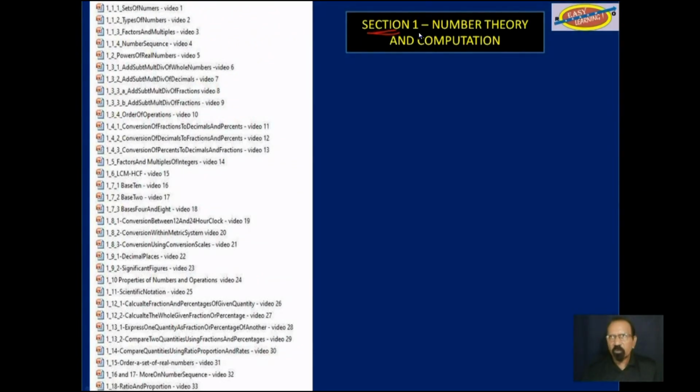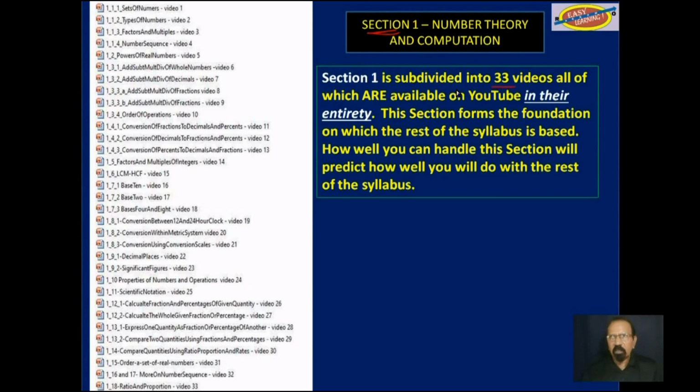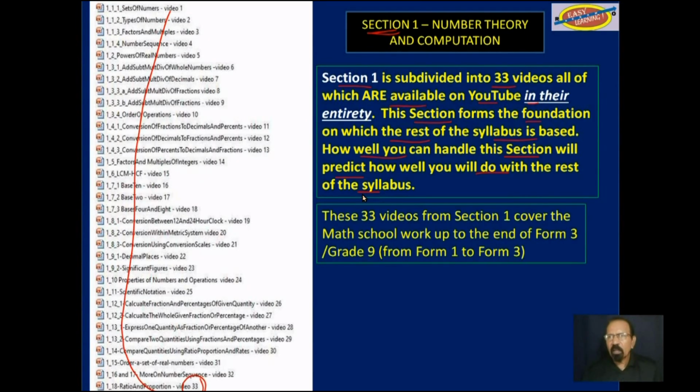Reminder again, section 1, I have divided into 33 videos, and they are all published on YouTube in their entirety. This section forms the foundation on which the rest of the syllabus is based. How well you can handle this section, that is section 1, will predict how well you will do with the rest of the syllabus. So these videos here, all 33, please make sure you look at them and know them well.